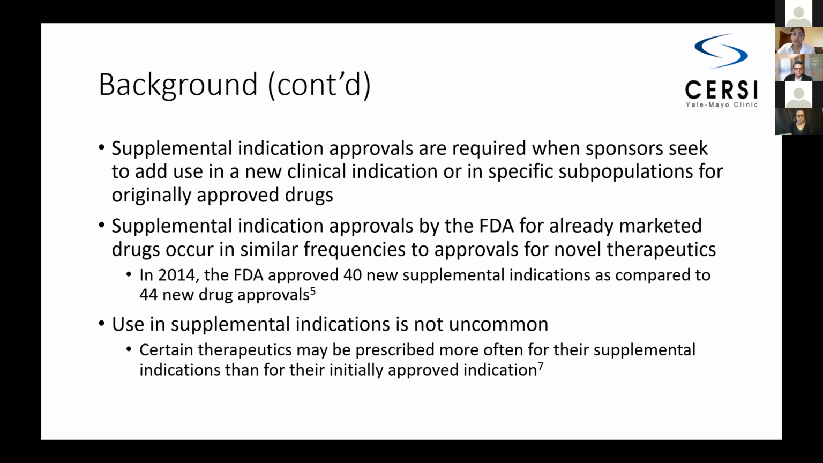Supplemental indication approvals are required when a sponsor seeks to add use in a new clinical indication or in a specific subpopulation for originally approved drugs. Supplemental indication approvals by the FDA for already marketed drugs are occurring at similar frequencies to approvals for novel therapeutics. In 2014, for example, the FDA approved 40 new supplemental indications as compared to 44 new drug approvals. Previous work has shown that use in supplemental indications is not uncommon. Certain therapeutics may even be prescribed more often for their supplemental indications than for their initially approved indication.